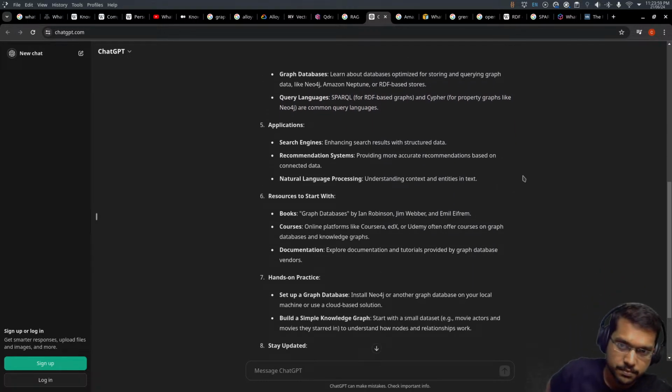Application: search engines, yep. Recommender systems, absolutely. Natural language processing, that's the one that we are trying to do. Just want to give it a topic actually, and it be able to build a knowledge graph. Right? Yeah.